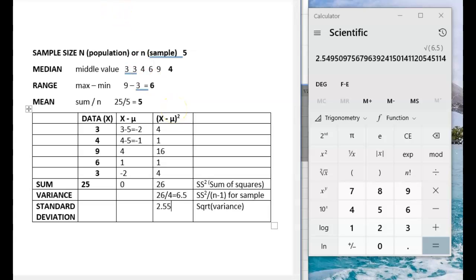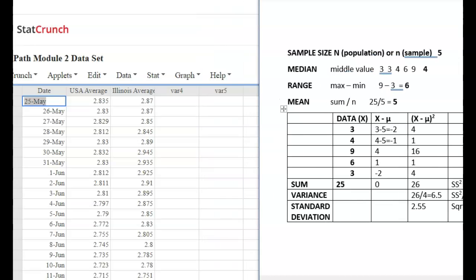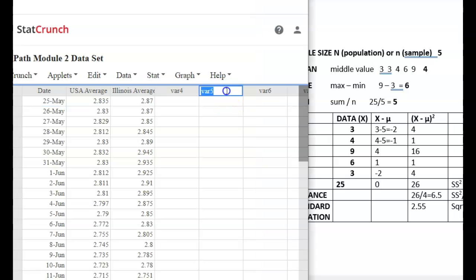Now let's do the same thing over in StatCrunch. So this was a data set that you'll be using this week, but you can type in anything anywhere in here. So this is my data, Sue Stevens data. I'm going to put a column heading here, and I'm going to type in those numbers. So I've got 3, 4, 9, 6, and 3. That's my data set.